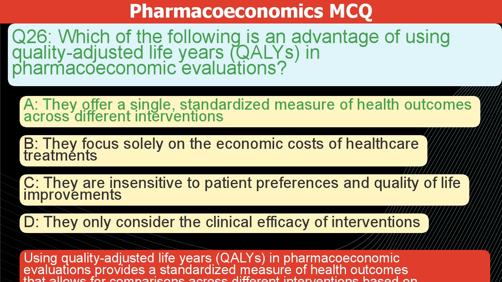The correct answer is A. Using quality-adjusted life years, or QALYs, in pharmacoeconomic evaluations provides a standardized measure of health outcomes. This allows comparisons across different interventions based on both the quantity and quality of life gains.